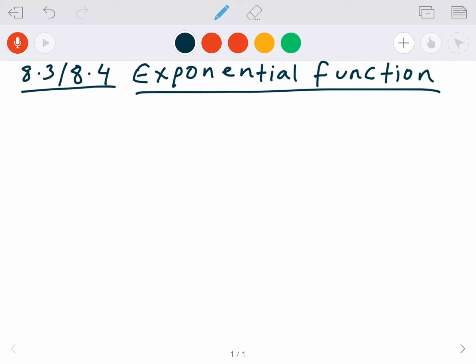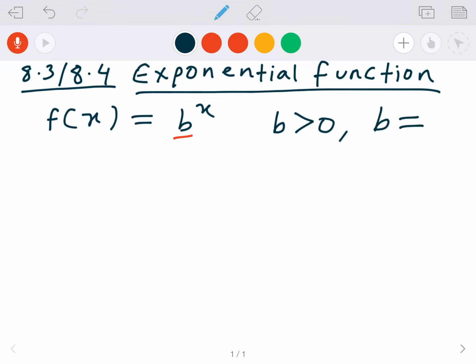So an exponential function is, let's say, f of x equals b to the power x. If we see a function in this form, we say it's an exponential function, but there are conditions. This b, the base, must be a positive number. So if b is greater than 0, we say it's positive, and also b is not equal to 1. If we have this condition, then we can say it is an exponential function.